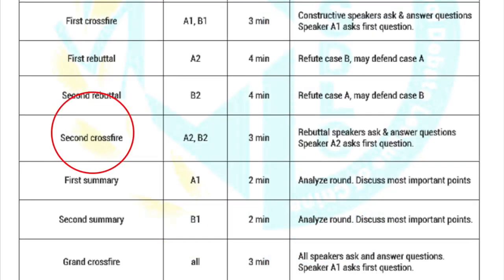This should be 4 minutes long for both NHSDLC and NSDA. We have another crossfire after this between the two second speakers who just gave a rebuttal speech, and this is in the same time limit as the previous crossfire. It lasts 3 minutes in total.